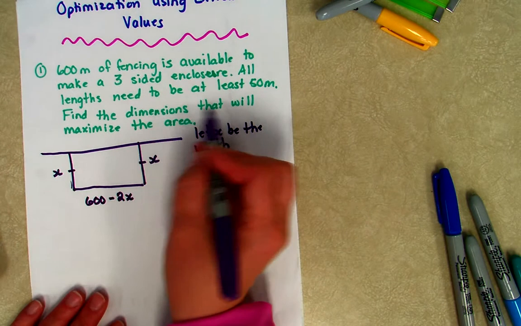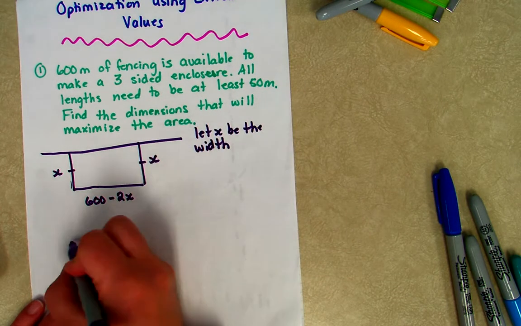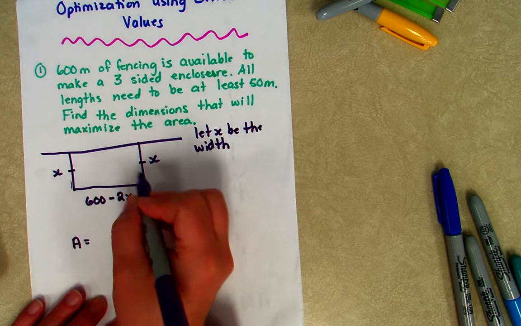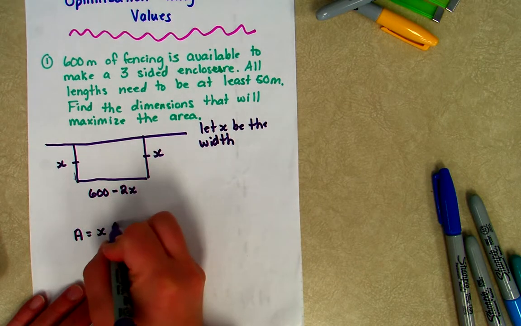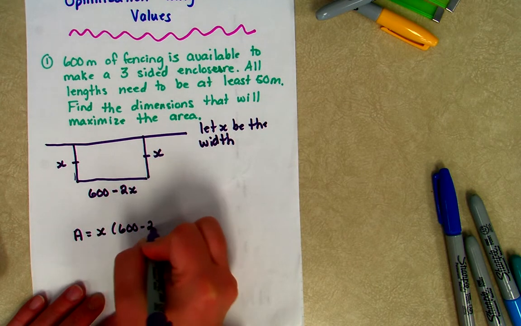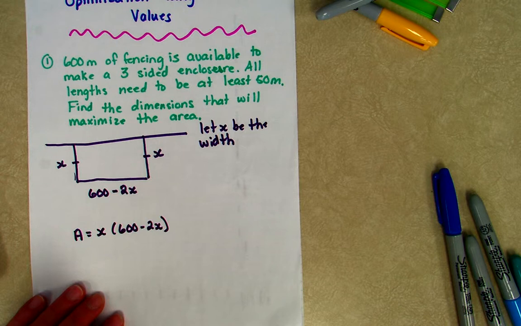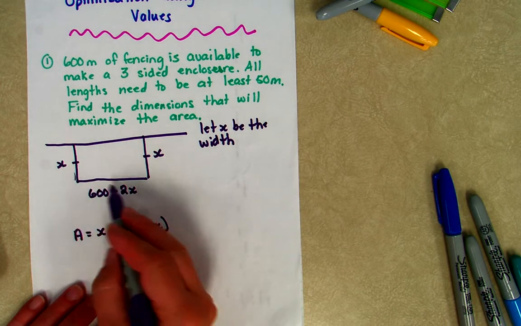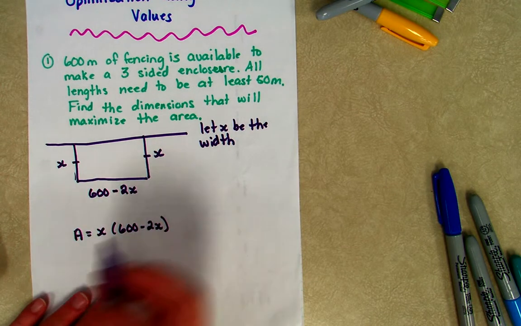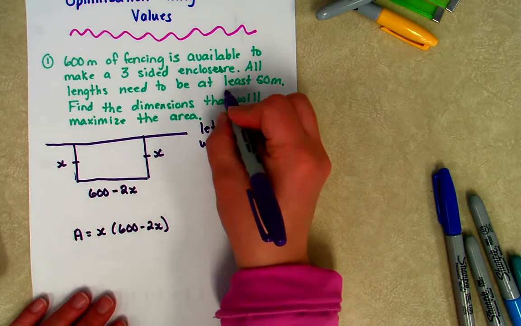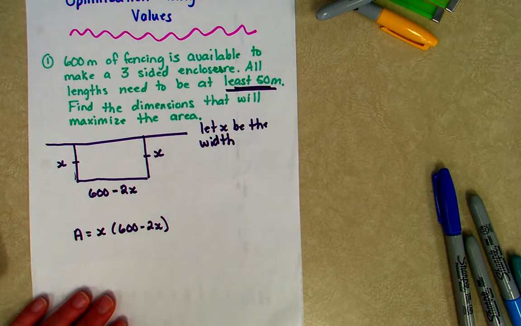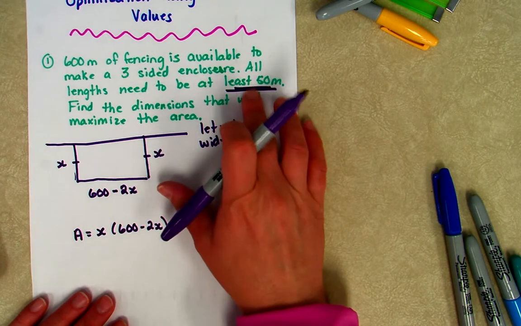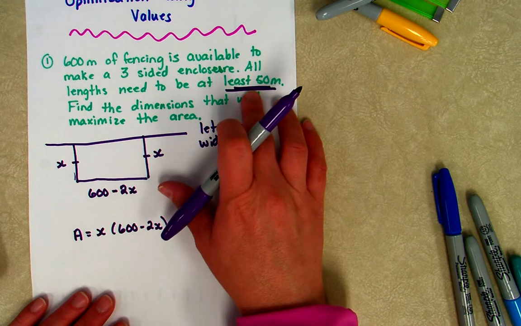And find the dimensions that will maximize the area. Area, this is a rectangle, is length times width. So it's going to be x times 600 minus 2x. Our two dimensions multiplied by each other. Order doesn't matter. But here's where I have to be careful. These are going to have intervals involved, like we did in the examples in the first video. It says all lengths need to be at least 50 meters.